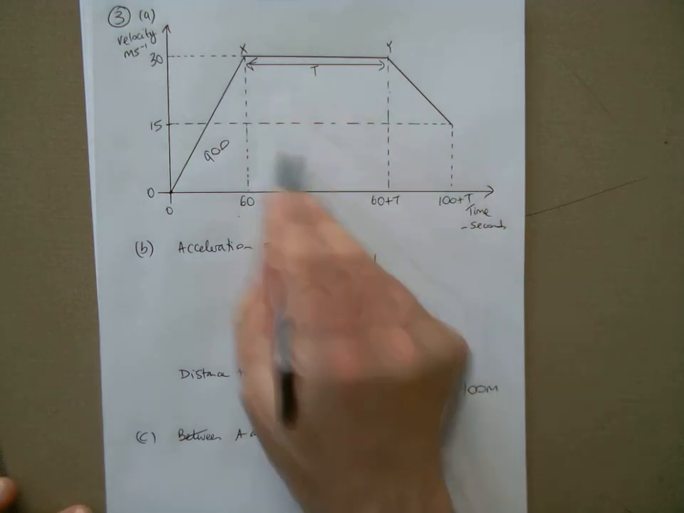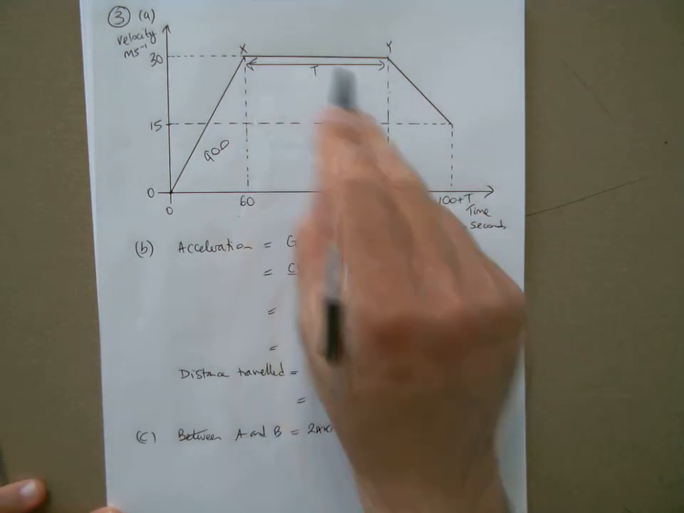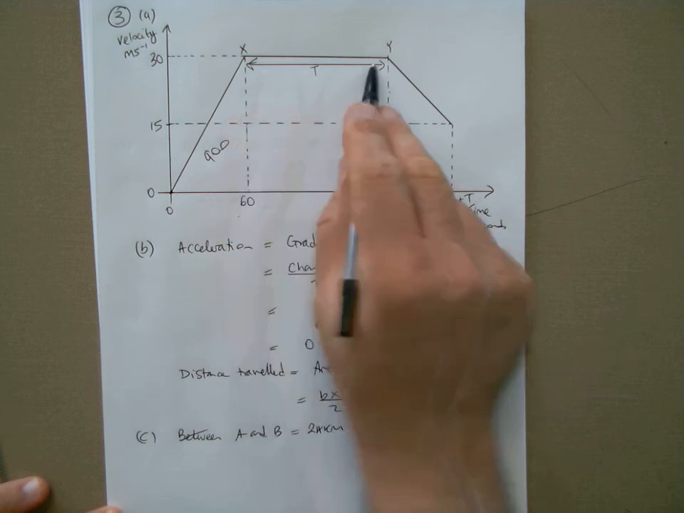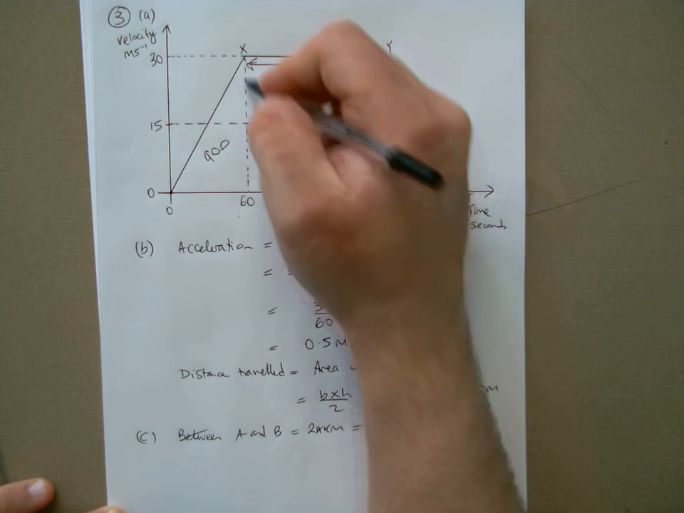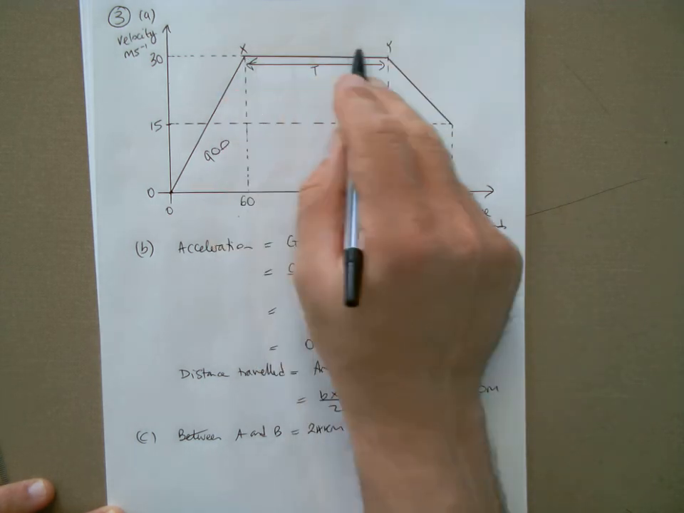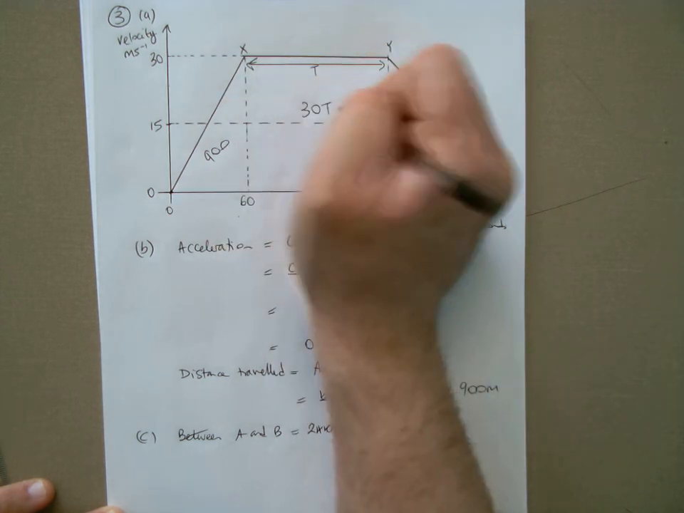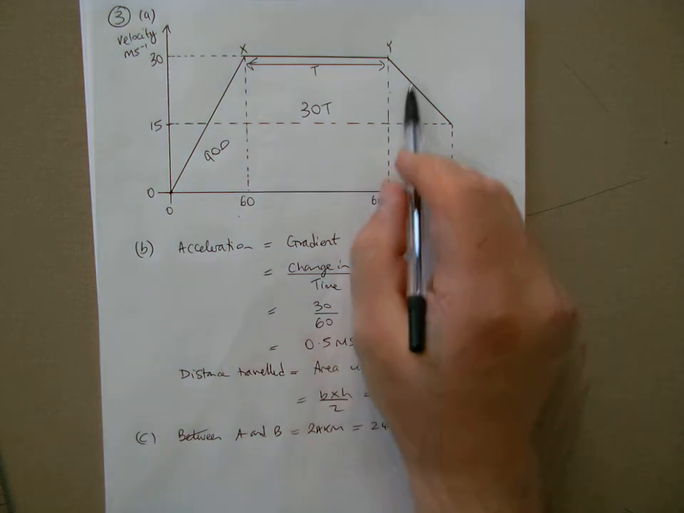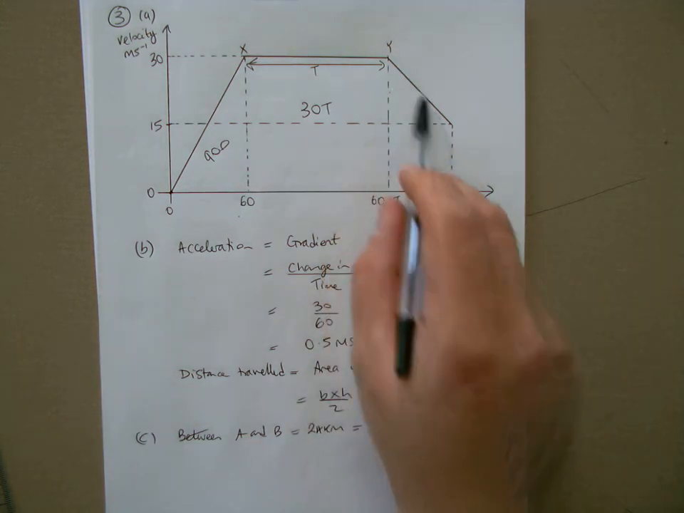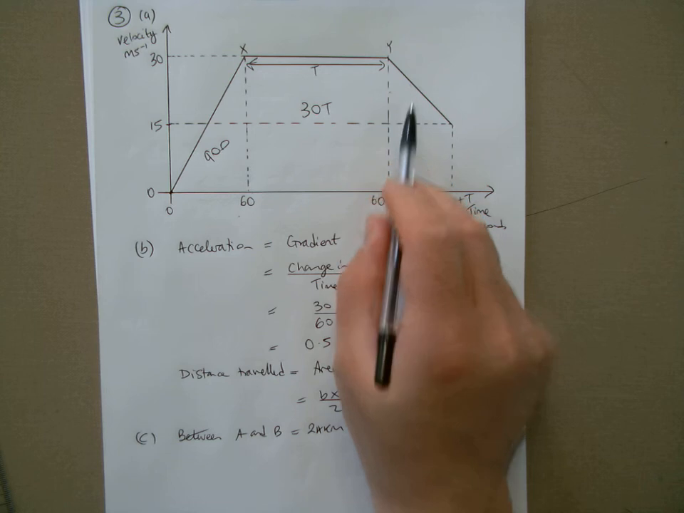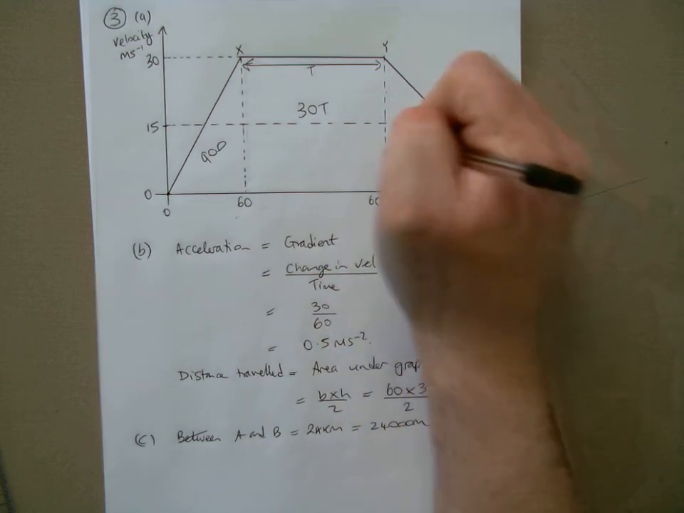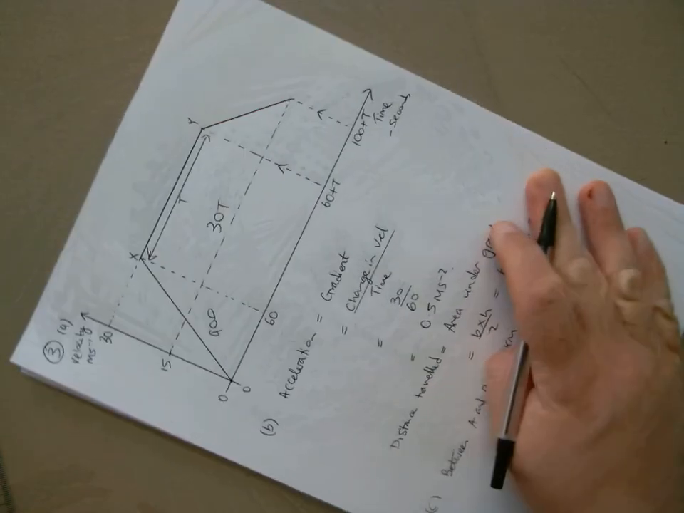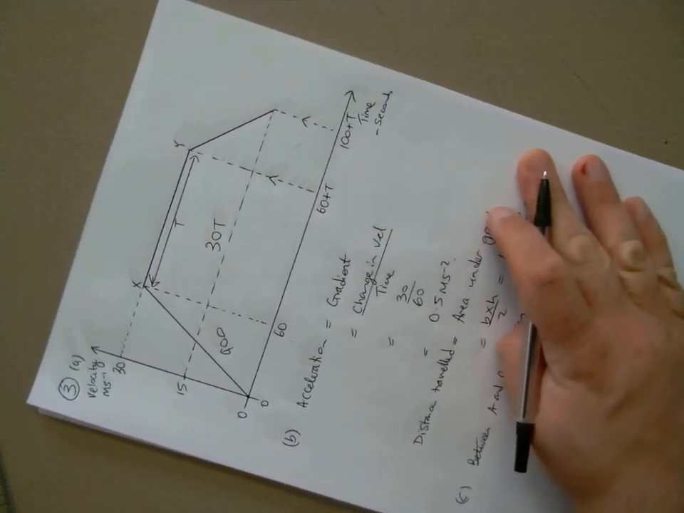Okay, the area of this, well, it's a rectangle, isn't it? So it's a rectangle with width of T and the height of it is 30. So the area there will be 30 times T. Now, this is a bit different, isn't it? Because you could split it if you want into a triangle and a rectangle. It's better to see it as a trapezium. If you turn it on its side, you can see the trapezium there, yeah?